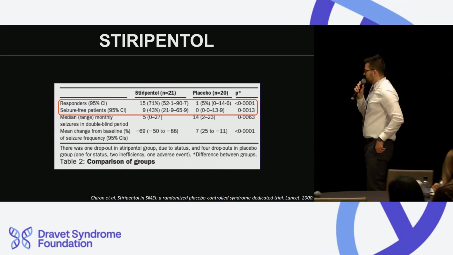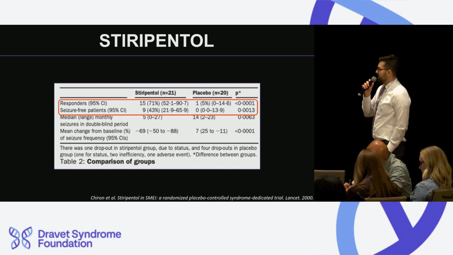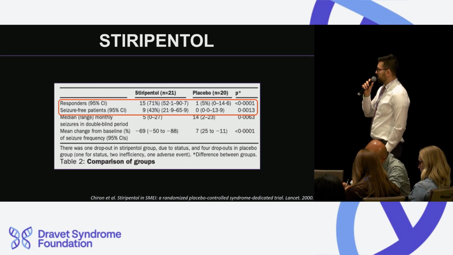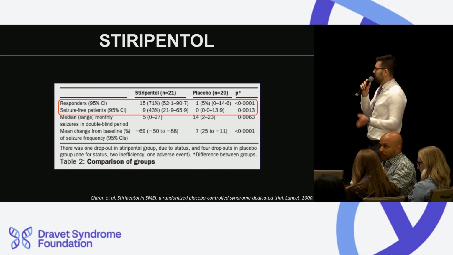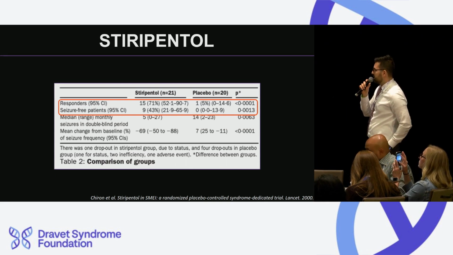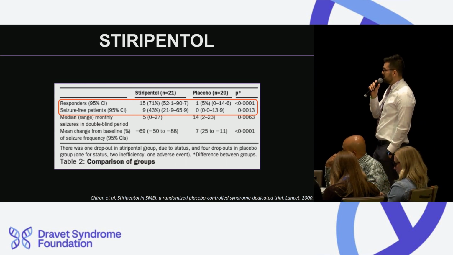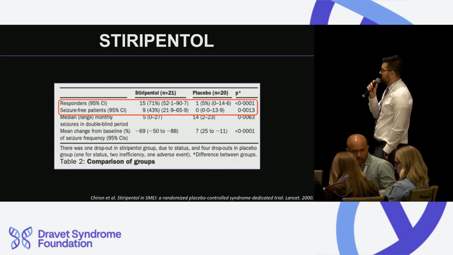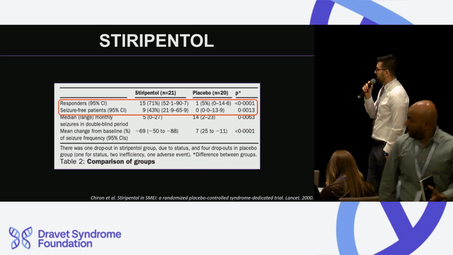So just going back to that trial that I mentioned from 2000, Dr. Kieran, they got two groups of 40-ish patients with Dravet, and they added STIRIPENTOL to one arm and placebo to the other arm. So if you look at the responders up there, which, as we know, is a decrease in seizure frequency of more than 50%, in the STIRIPENTOL group, 71% were responders, whereas in the placebo group, it was just 5%, so it's statistically significant.